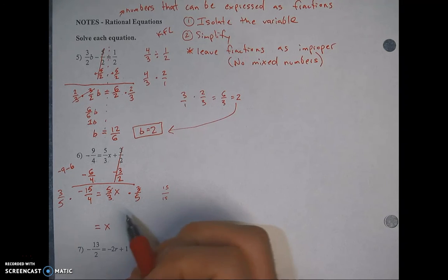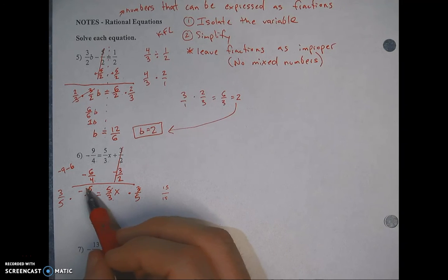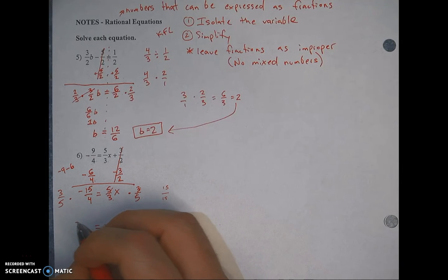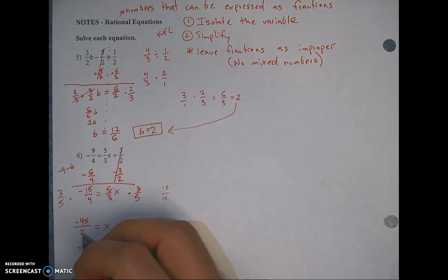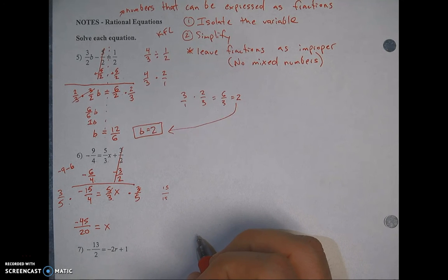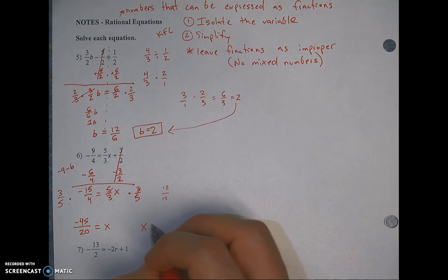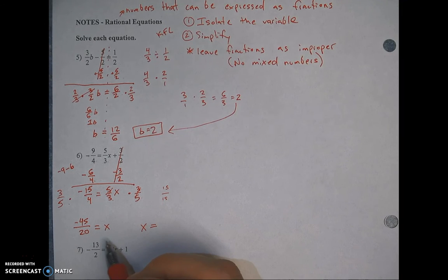This side now, I'm just going to multiply straight across. Use your calculator. 3 times 15 is negative 45. And on the bottom, 5 times 4 is 20. This is my final answer. Just need to simplify it. It doesn't matter if you put x in front or not, but I do need to simplify this.